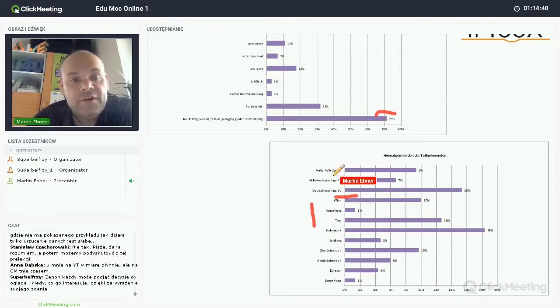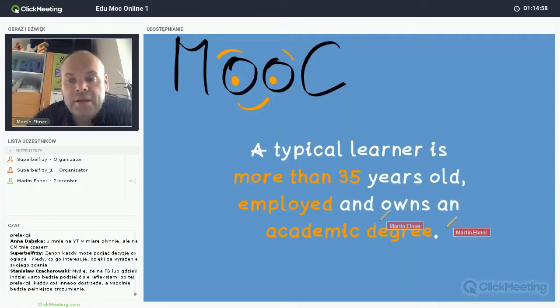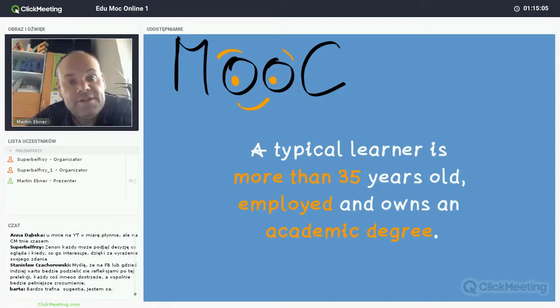That means the MOOCs are for the population in Austria, as well as for the German-speaking area, and the most come from Germany. But you see that even if you provide an online platform that can be used by anyone worldwide, our marketing concept is very regional based, and people just know it or not. And that's also interesting, because a typical learner in a MOOC is more than 35 years old, a full-time employee, and owns an academic degree.